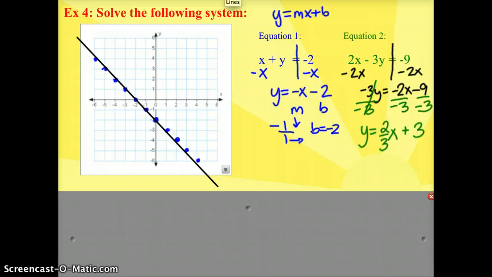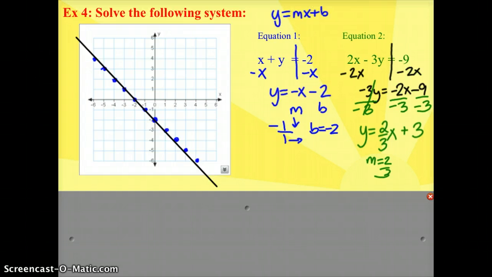And now I'm going to graph my second equation. So my second equation, my slope is 2/3. My y-intercept is 3. So starting at 3, and my slope is positive, so I'm going to go up and then to the right, up 2, 1, 2, 3 to the right. Or I can go the other direction and go down 2, and then 3 to the left, down 2, 3 to the left, then draw my line.